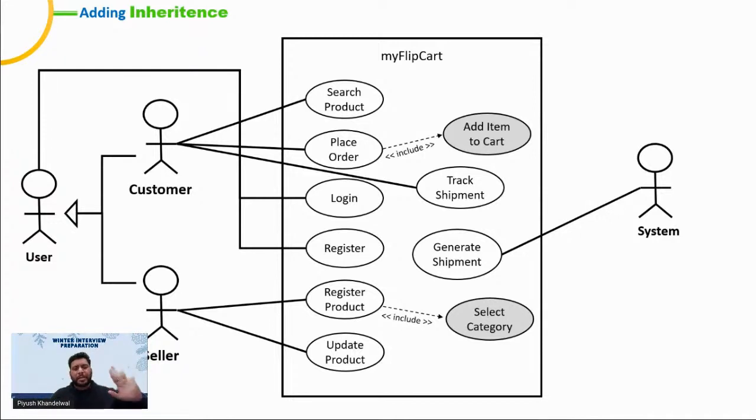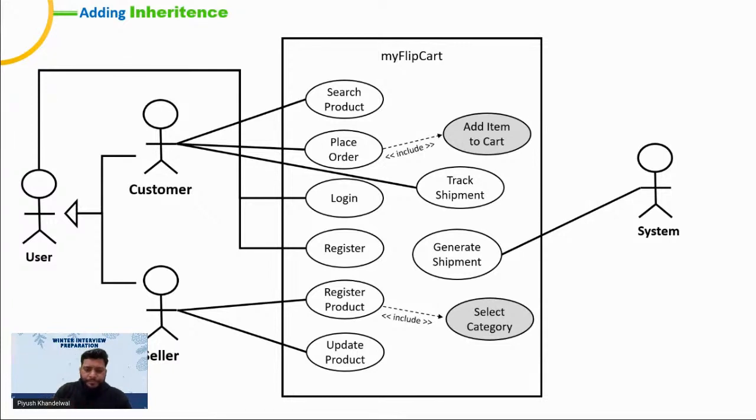Simply, I told you: identification of actors, then identification of use cases, then adding associations, then adding those inclusive use cases, identifying those extension cases, and then adding inheritance in your use case diagram. And you will land up with a complete use case diagram for the product that you are building. And you can follow it for any product, let me tell you.